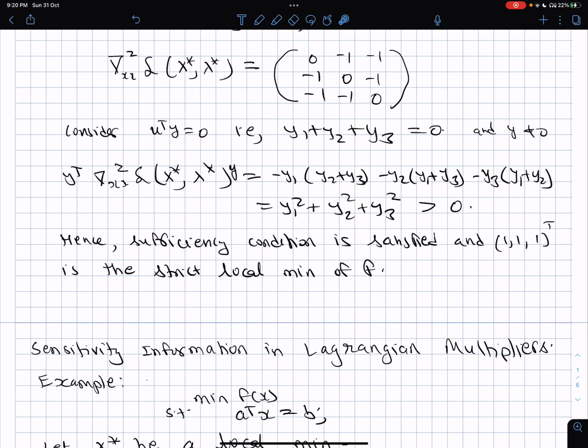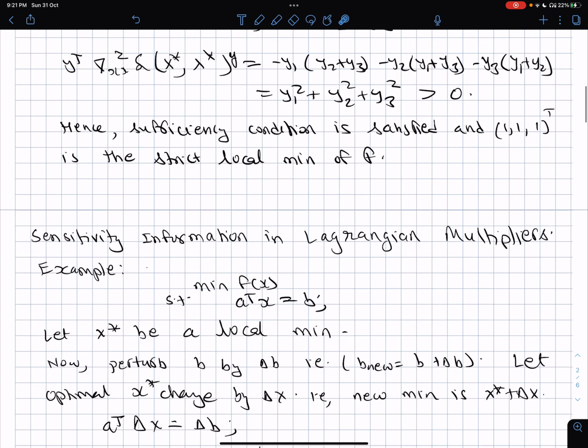Otherwise, if it's a generic function and the necessary conditions are satisfied, then it doesn't mean that it is a local minimum. It could be a local minimum is all it means. You have to further look into it. If the sufficiency conditions are satisfied, it is indeed a strict local minimum. And if the sufficiency conditions are not satisfied, then the answer becomes problem dependent.